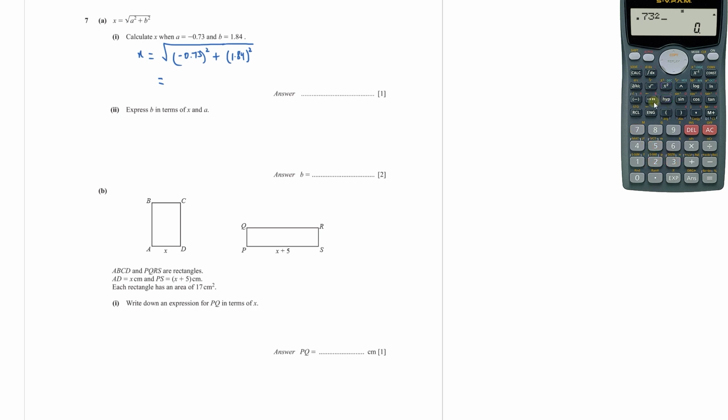0.73 squared, the negative sign doesn't matter. It will be positive anyway. So I can just take 0.73 squared as well, plus 1.84 squared, and then the whole square root of this answer. So you will again write it up to three significant figures. So this will be 1.98.